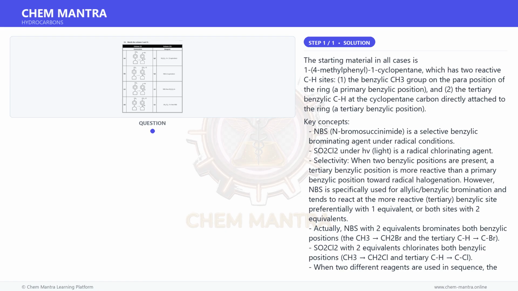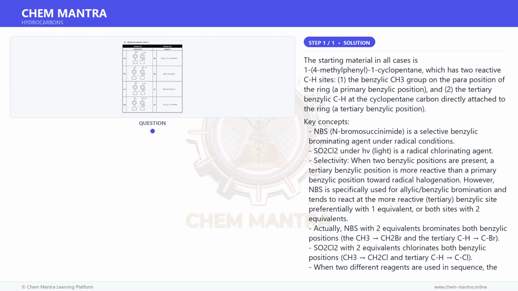Analysis of each conversion. A. Product has CH2Br from CH3 and Br at tertiary cyclopentyl carbon. Both positions brominated requires NBS, 2 equivalent. Match Q. B. Product has CH2Cl from CH3 and Cl at tertiary cyclopentyl carbon. Both positions chlorinated requires Cl2, hv, 2 equivalent.